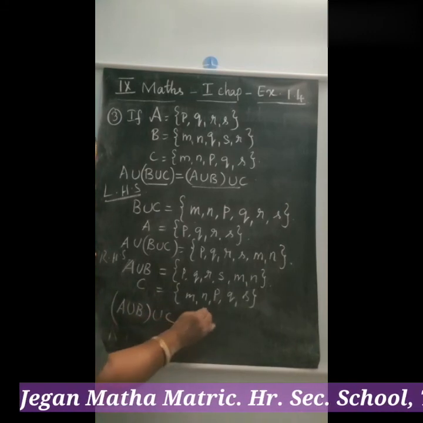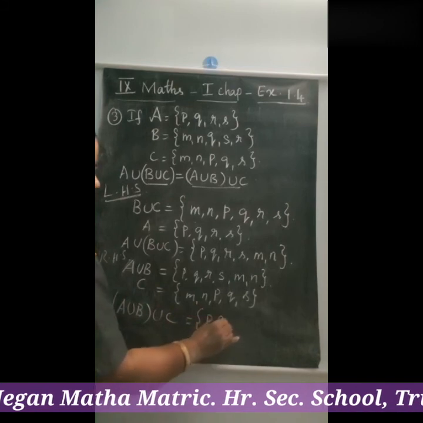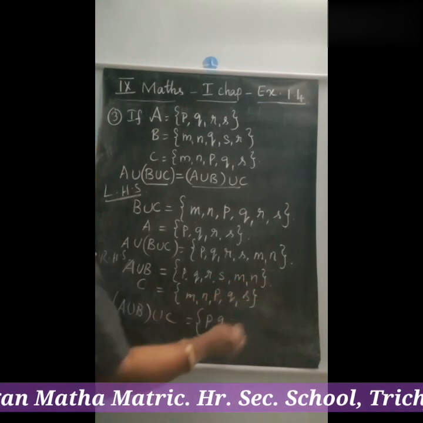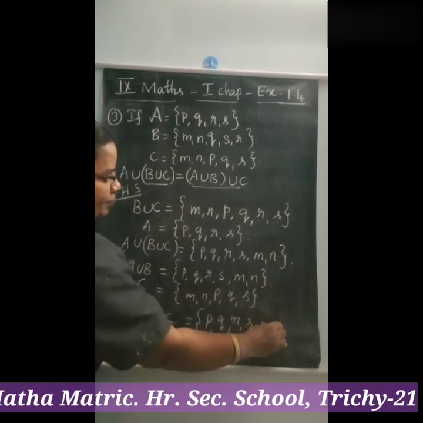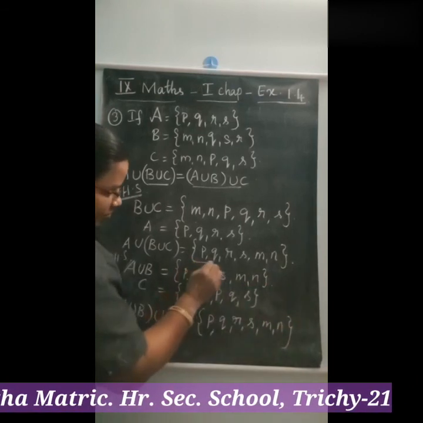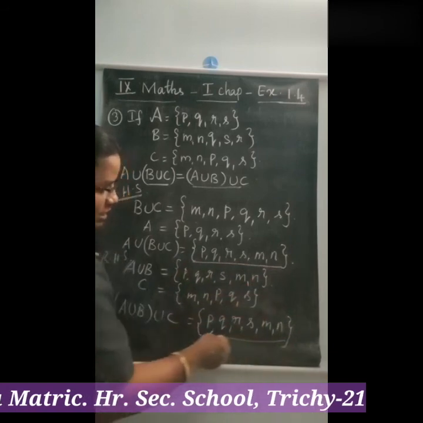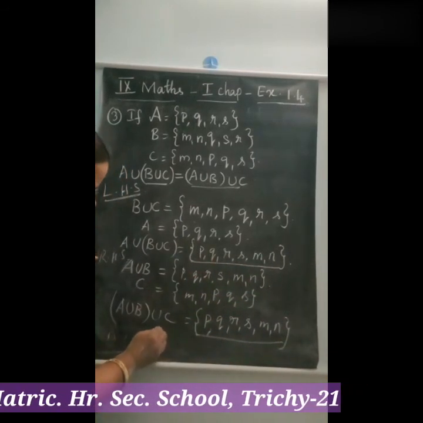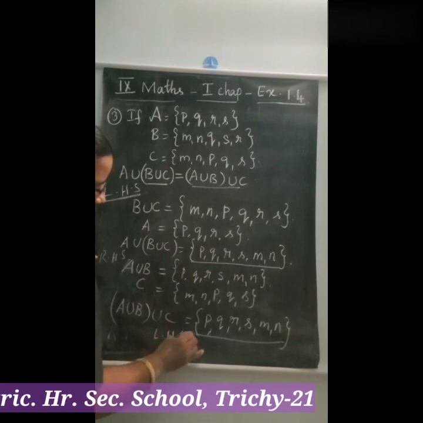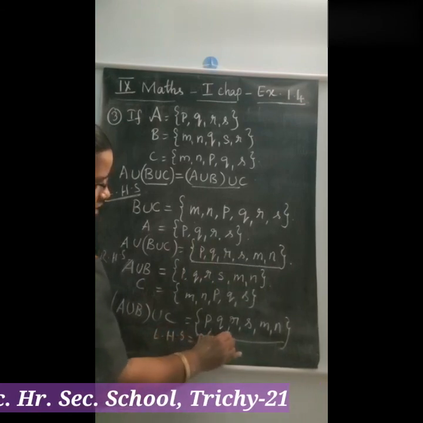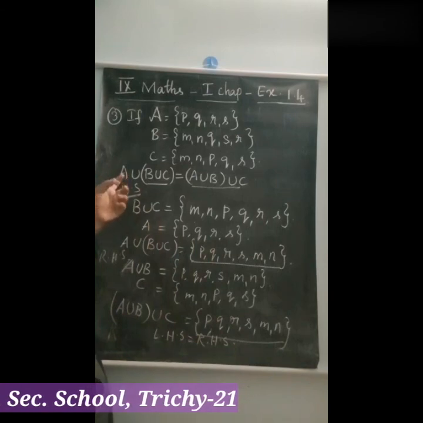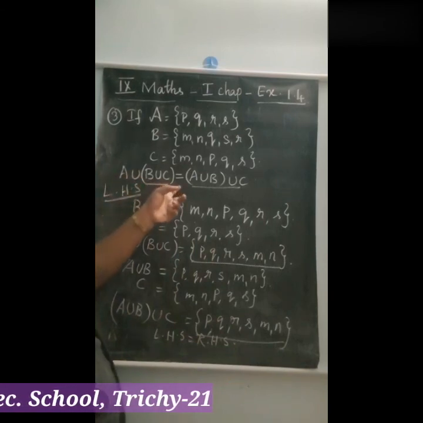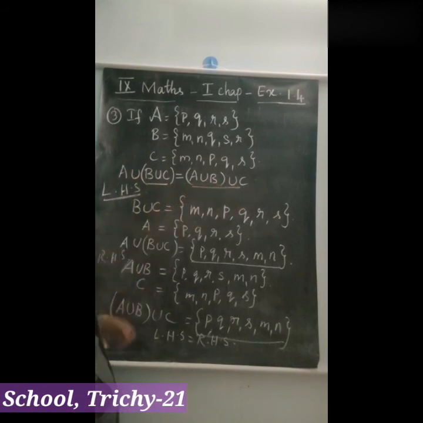So that is equal to P, Q, R, S, M, N. So the LHS and RHS are same. So hence proved. LHS is equal to RHS. So what did we have to prove? A union (B union C) is equal to (A union B) union C. So hence proved.